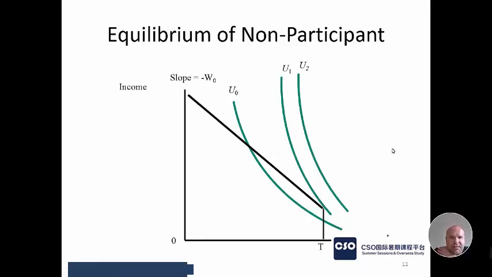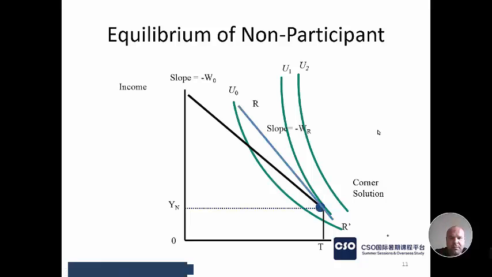Okay, here's another example of an equilibrium of a non-participant. It's a corner solution. So this person would decide not to work. Given their preferences and this wage, their optimum decision would be to not work, and that's the decision that would yield them the highest level of utility. And here is their reservation wage.